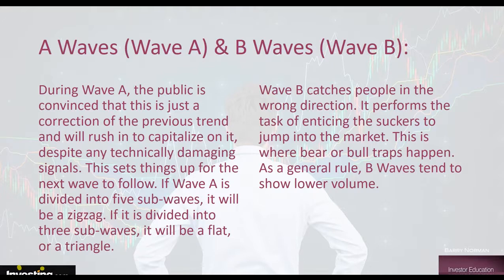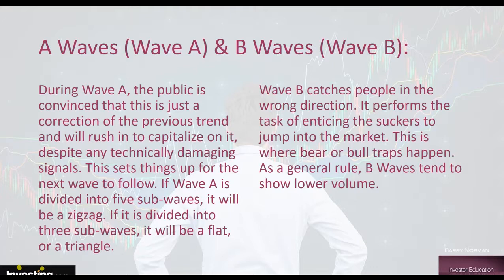During wave A, the public is convinced that this is just a correction of the previous trend. So in other words, when gold surges to 1229 and starts to ease back down, you have a lot of people in the general public that say, it's just the buyers easing back. They're going to keep on pushing it up. They convince themselves, and they will rush in to capitalize on it despite any technical damaging signals. This sets things up for the next wave to follow. If wave A is divided into 5 subwaves, it will be a zigzag. If it is divided into 3 subwaves, it will be flat or a triangle.